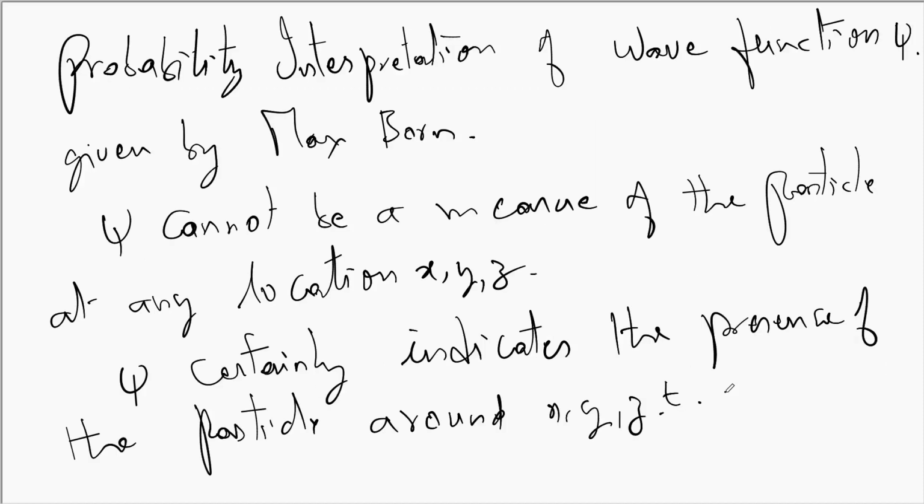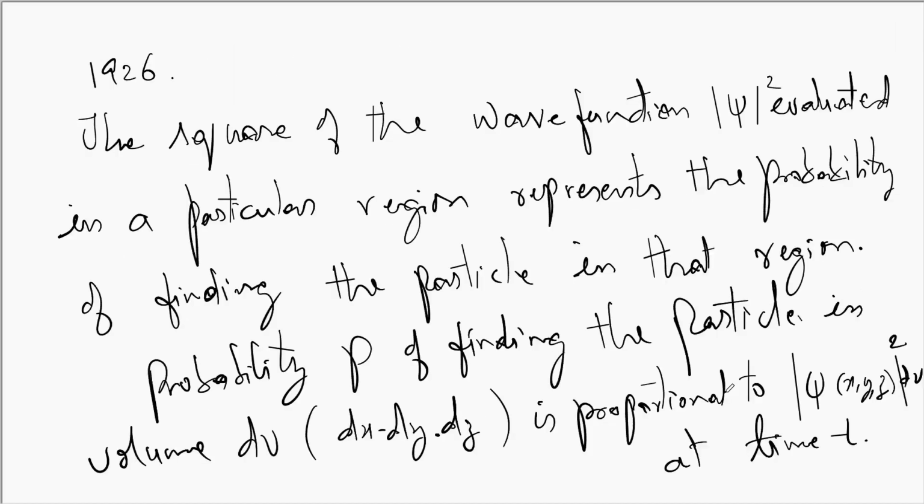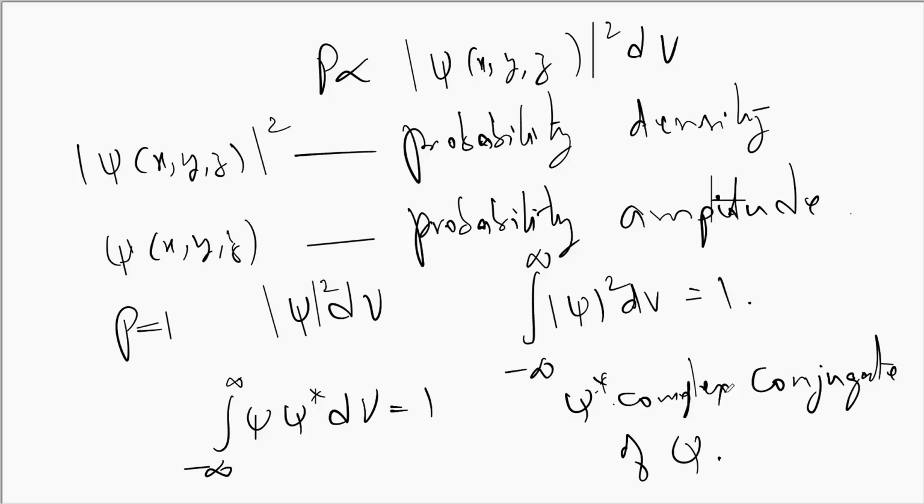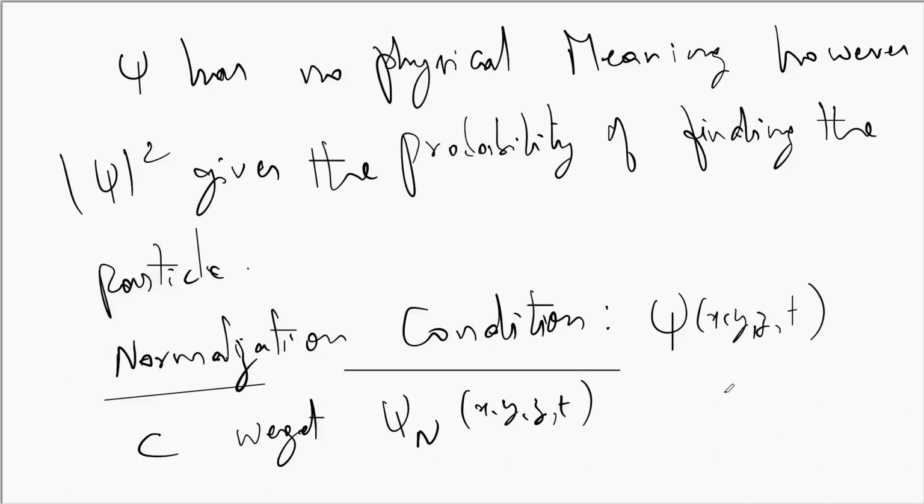We have seen the probability interpretation of the wave function given by Max Born. Psi indicates the presence of the particle around a point x, y, z, t. The Max Born interpretation states that the square of the wave function, mod psi squared, evaluated in a particular region represents the probability of finding the particle in that region. So the probability P of finding the particle in volume dV is proportional to mod psi squared dV. So we have seen what is probability density, and we have also seen the probability amplitude. We have said that mod psi squared is nothing but psi star psi, where psi is a complex function.